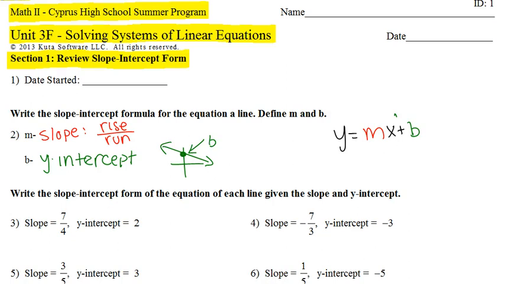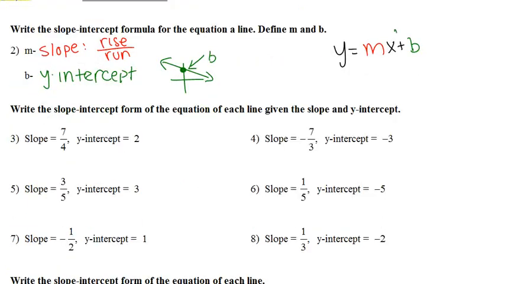Now, what we're going to do in this section is give you the slope and the y-intercept and ask you to write an equation. That's the next couple problems down here. What you should do on all of these problems is create a little template. Y equals, leave some space for your m, your slope, x, and then leave some space for b. B is either going to be a positive or negative. And we'll write it down accordingly.